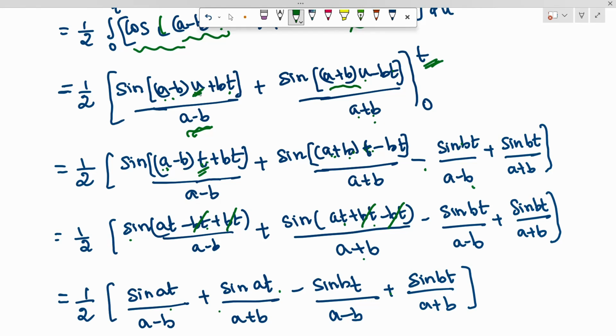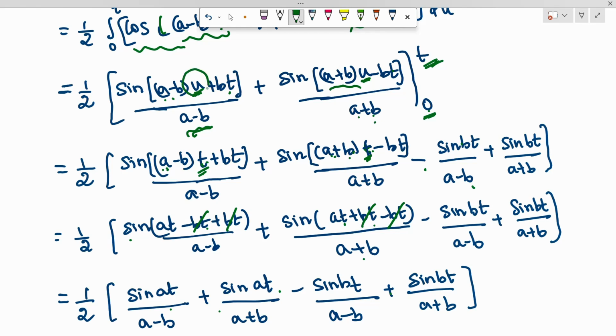In the first term, u is there. First you substitute u is equal to t here, plus bt divided by a minus b, plus sine of (a plus b) into u. u is t here. Substitute here: (a plus b) into t, minus bt divided by a plus b, minus sine of bt. Now we are applying the lower limit value 0 here.